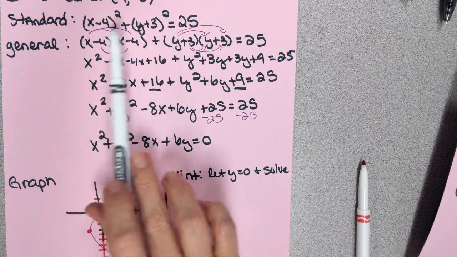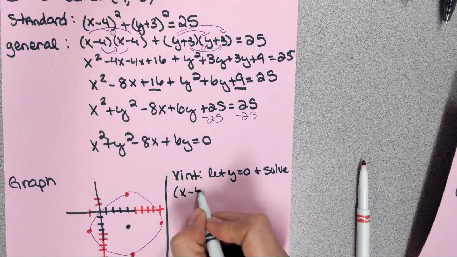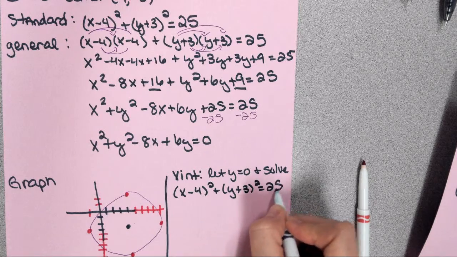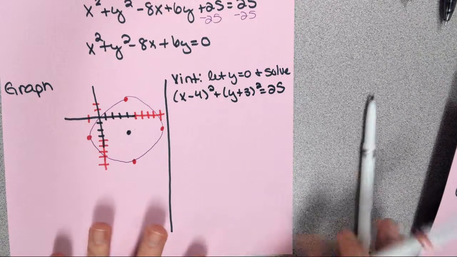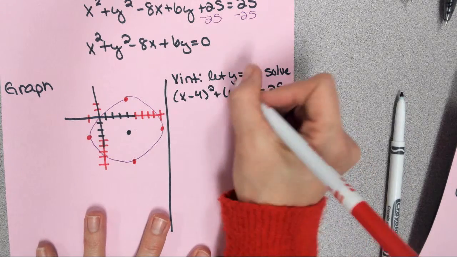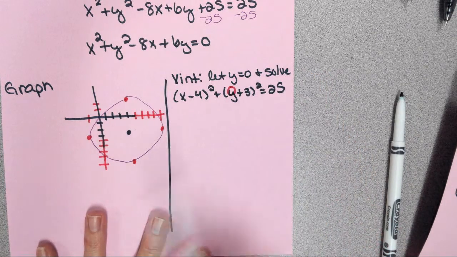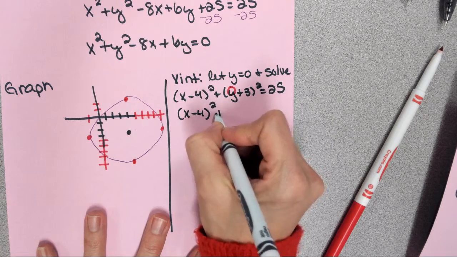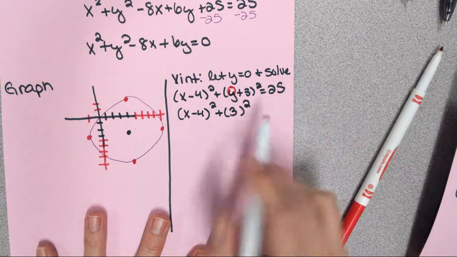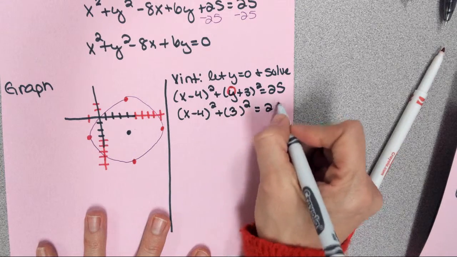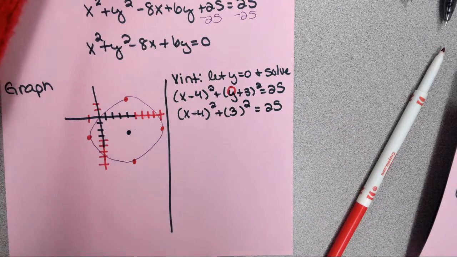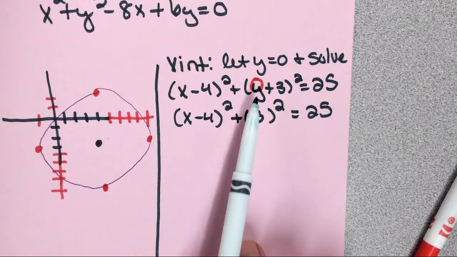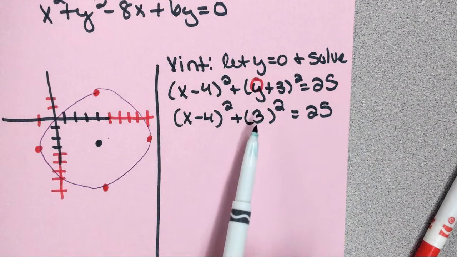I'm going to use my standard equation. So I'm using this equation right here. This is the easiest one to solve with. So I just said I'm going to let y equal what? 0. So if I let this y be a 0, what is 0 plus 3? 3. So I have x minus 4 squared plus 3 squared, because 0 plus 3 is 3, equals 25. Okay, I'm going to let you process that for a second. See if you have a question. So wherever the y was, I put a 0, and I said 0 plus 3, it's 3.